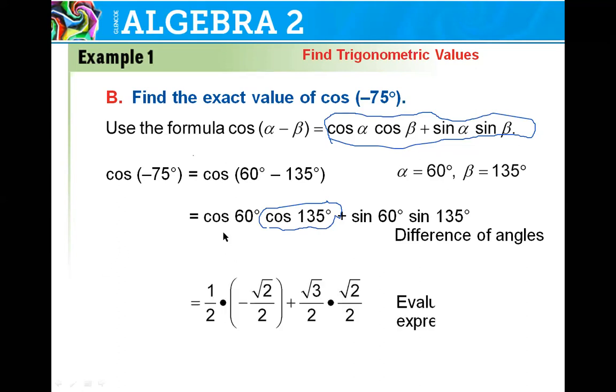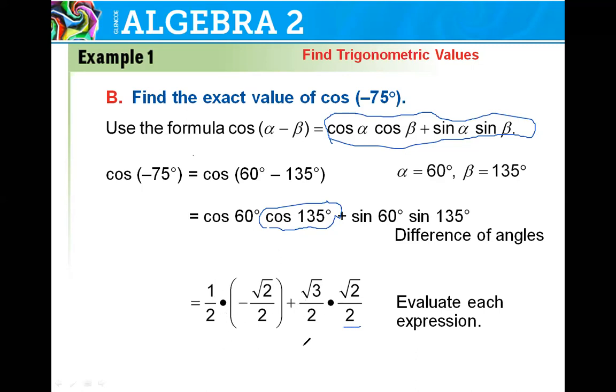So if we substitute, cosine 60 is half, cosine 135 is negative root 2 over 2, plus sine 60 is root 3 over 2, and sine 135 means sine 45, which is root 2 over 2. Sine is positive in the second quad, so you write it as a positive number.